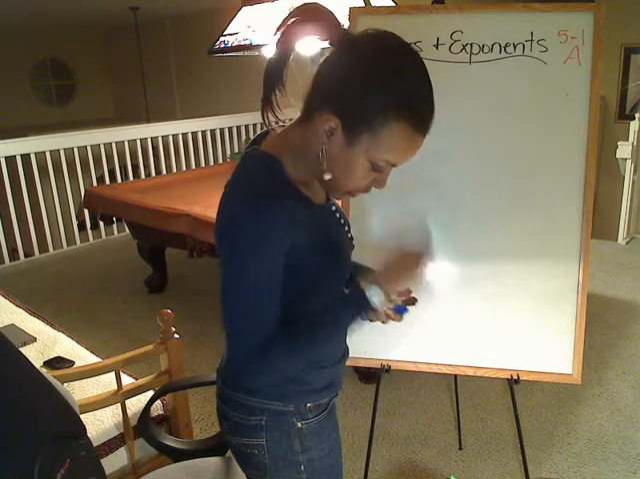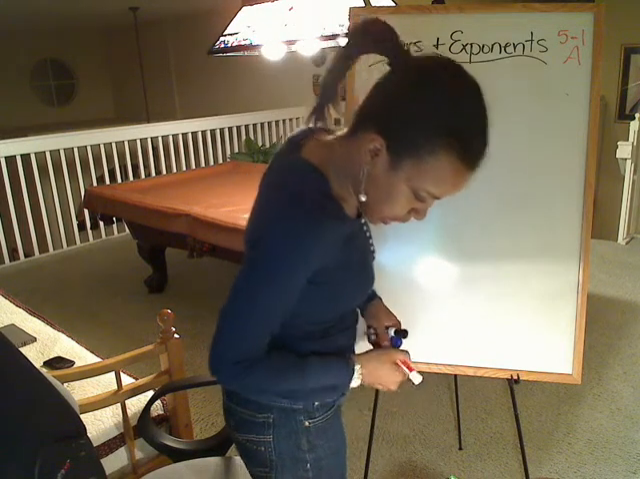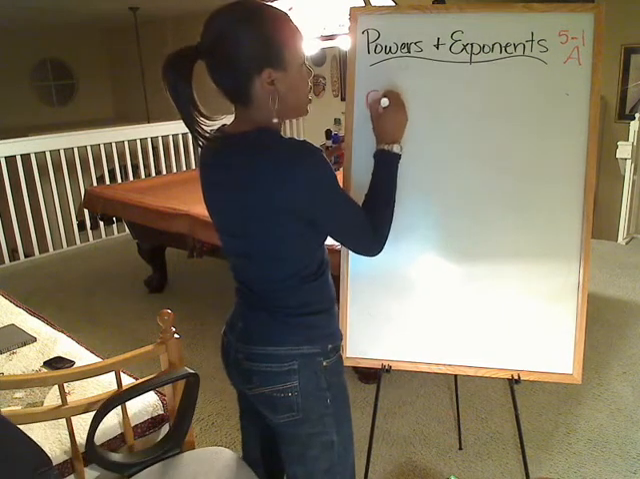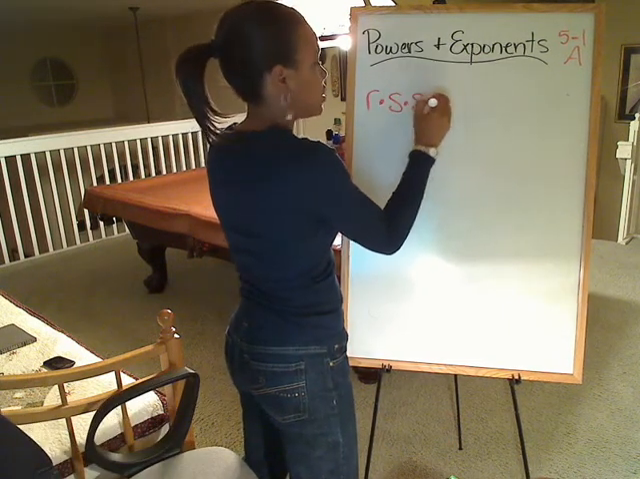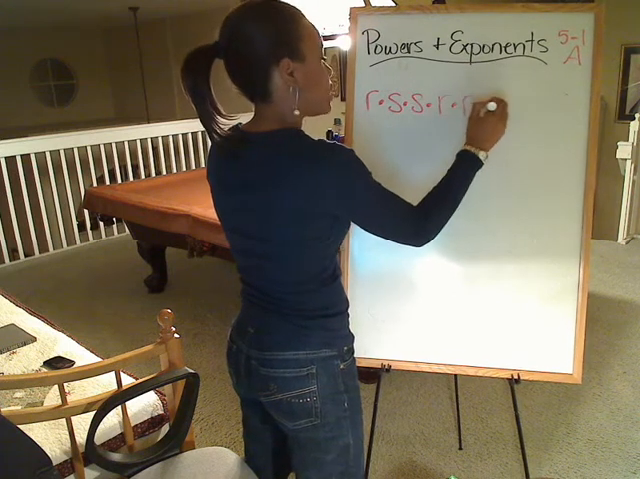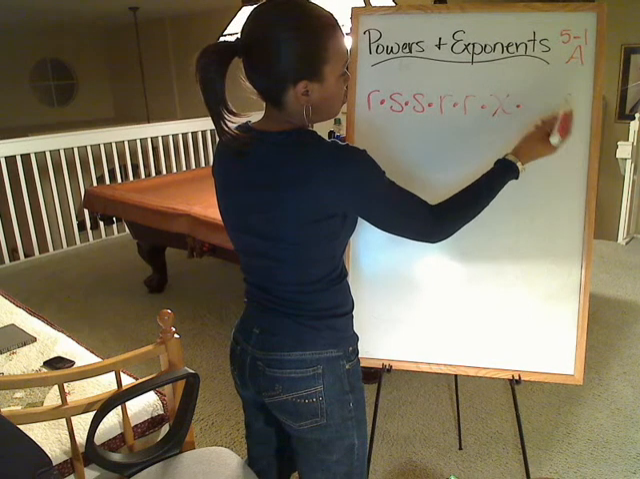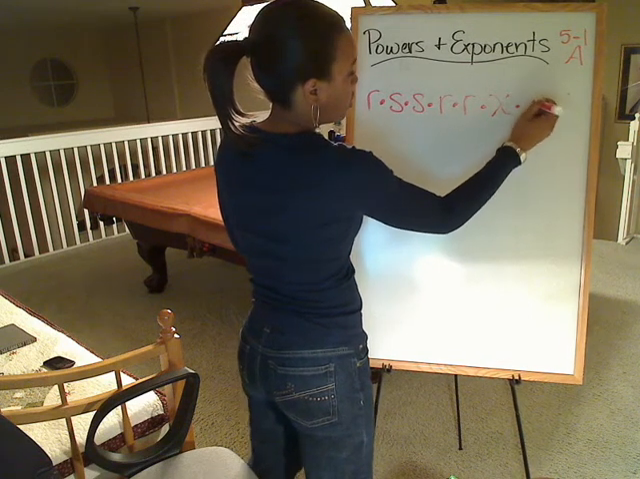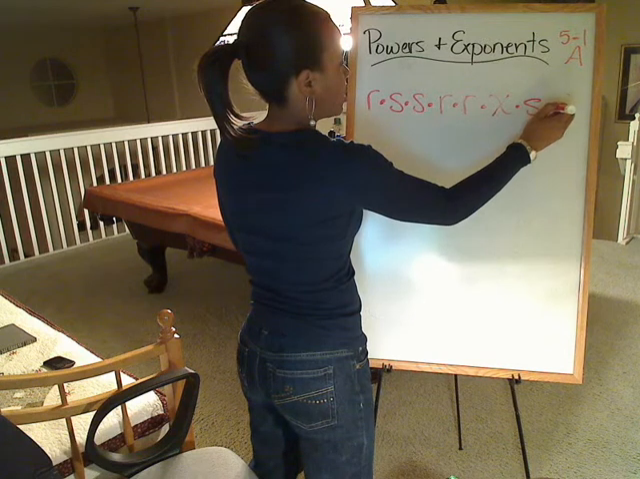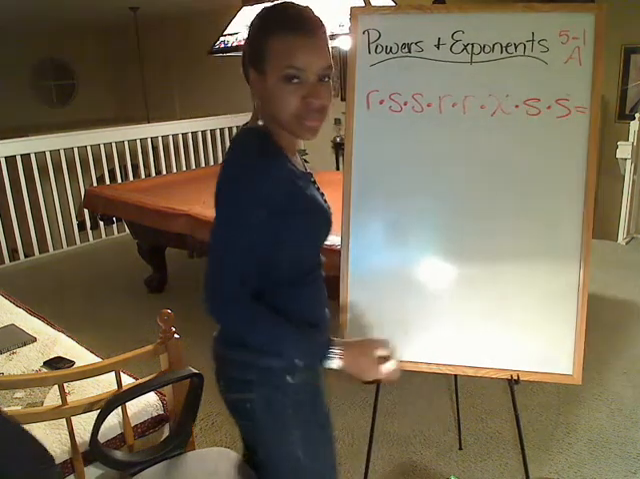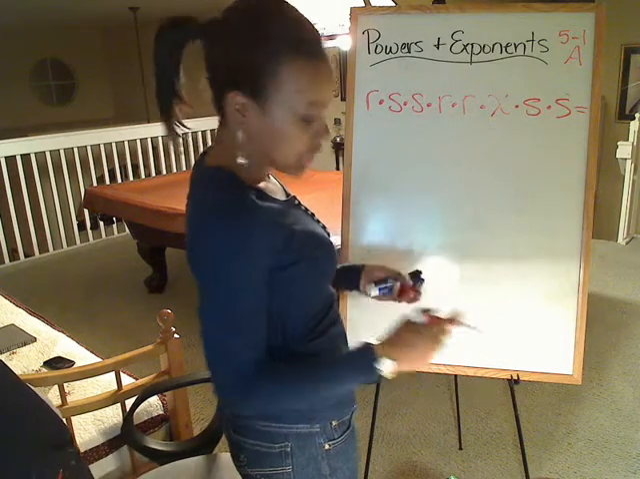Okay? With the variable, let's say we have R times S times S times R times R times X times S times S. That's a lot, right? Let's say we have all of that. First, let's count one by one.